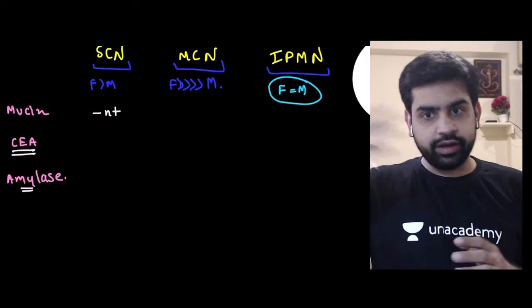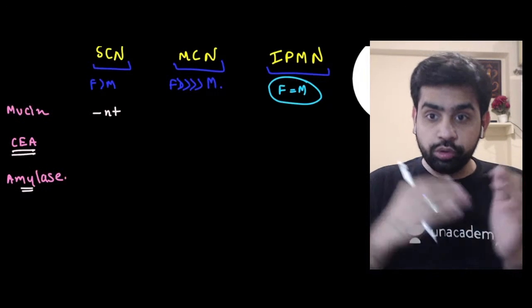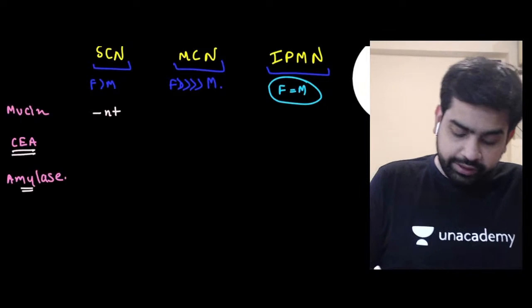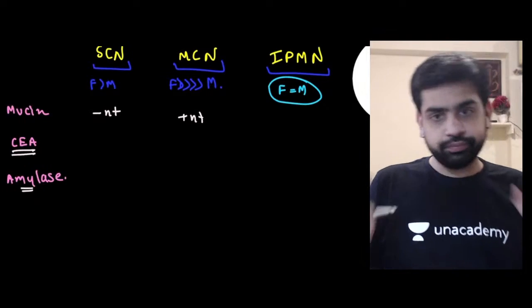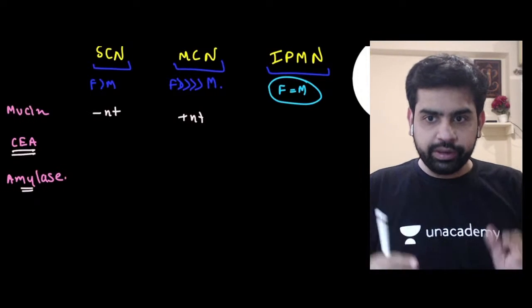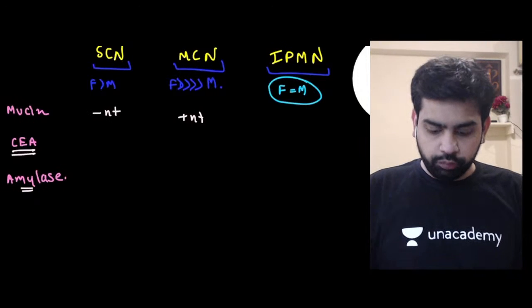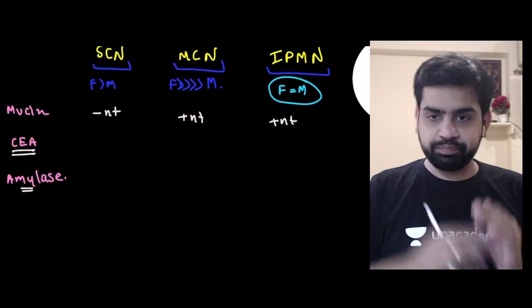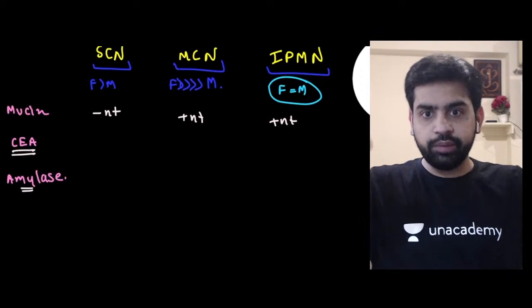And the next cystic lesion which we have is the mucinous cystic neoplasia. So obviously here the mucin would be present. I hope you got this point. And the final one which we have is the intraductal papillary mucinous neoplasia. Obviously here also the mucin would be present. Are you able to understand this point? Mucin absent, mucin present, mucin present.